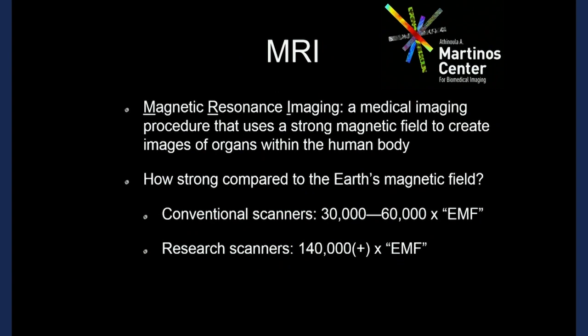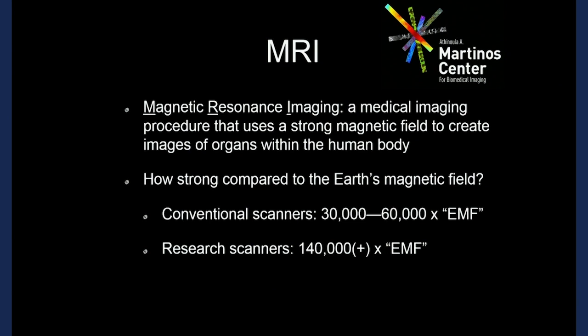Well, basically a conventional MRI, conventional being one that you'll see at a hospital in almost any city, is somewhere in the neighborhood of 30 to 60,000 times the Earth's magnetic field. Okay, so that's a lot. Research scanners, some of the ones that I play at, are something in the tune of 140,000 times the Earth's magnetic field. And you might say, wow, those are both big numbers, does it matter?